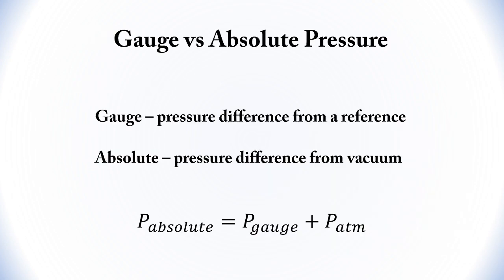To understand this, we need to learn about something called gauge and absolute pressure. These are two different ways to measure pressure. Gauge pressure is a value for pressure which is obtained by measuring a pressure difference from a reference. This reference is typically atmospheric pressure, which is 1 atmosphere. Absolute pressure, on the other hand, is a value measured as the pressure difference from vacuum. Our equation, P equals rho gh, uses gauge pressure. So if you're looking for the absolute pressure, add 1 atmosphere to that value.